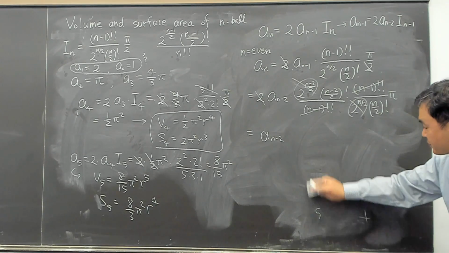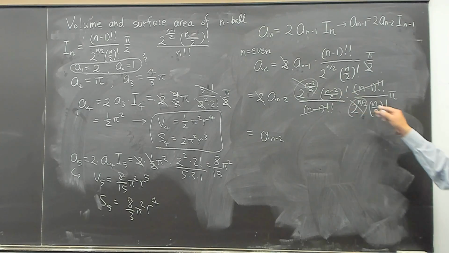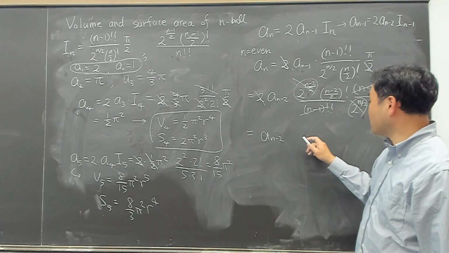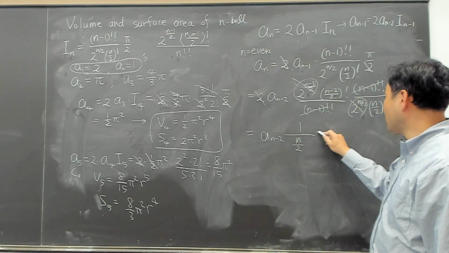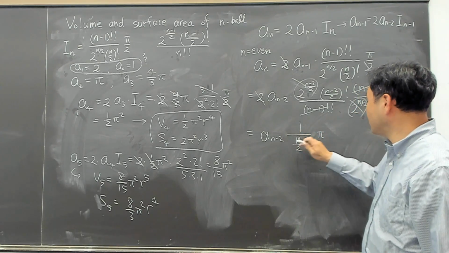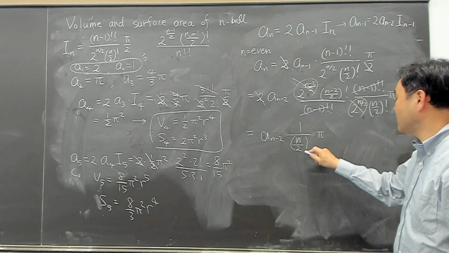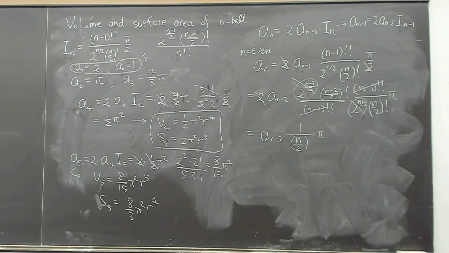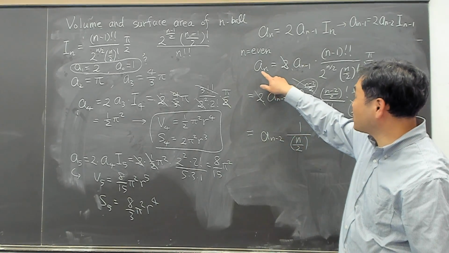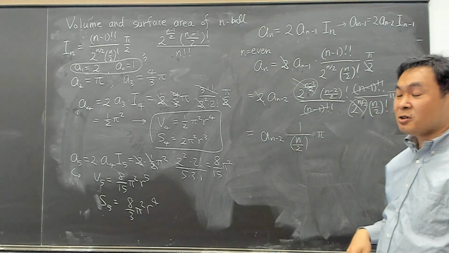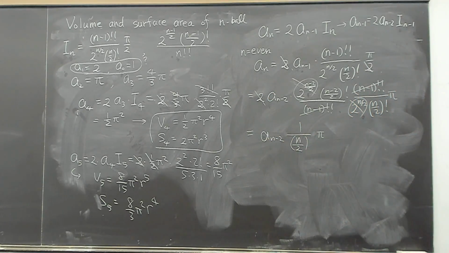So a whole lot of cancellations are going to happen, and you're just going to get n over 2, and then you have a pi. Okay. All right. So that's the much simpler recursive relation between A_n and A_{n-2} when n is even.